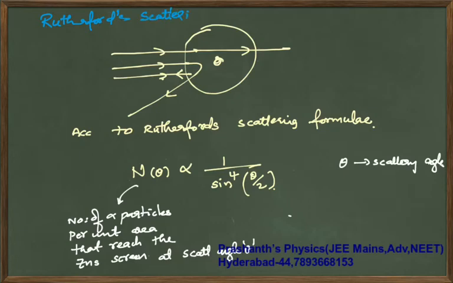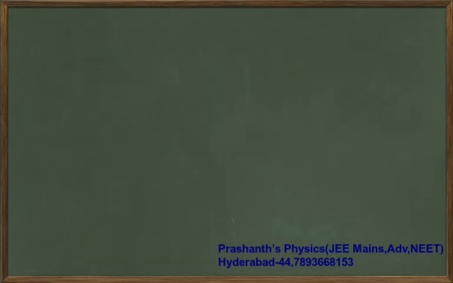So what is Rutherford's scattering formula? Don't worry, derivation is not required, the end result is important. The number of alpha particles per unit area that reach the zinc sulfide screen at scattering angle theta is inversely proportional to sin power 4 theta by 2, where theta is your scattering angle. This is what he gave. It explains how many alpha particles are striking per unit area per unit time.